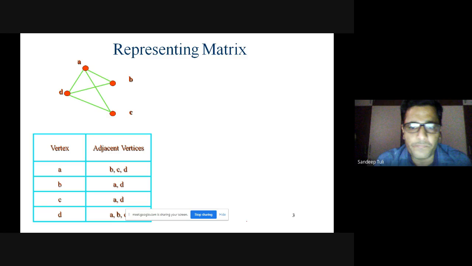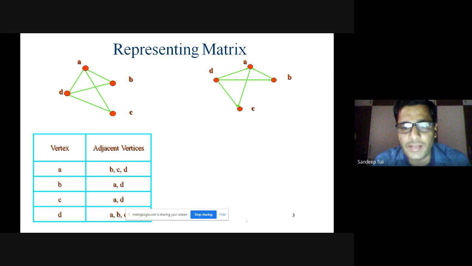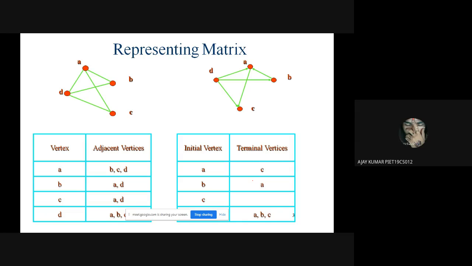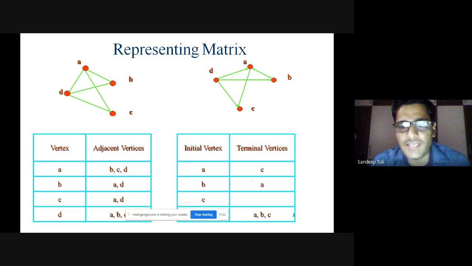Various operations we will also use this particular list. Now for a directed graph, this is a directed graph now. For that, we will use the terms initial vertex and terminal vertex. So the adjacency list will get changed now. You can see that for A, which is the adjacent vertex right now? C. Only C is the adjacent vertex, because I can reach C only from A. So that's why the adjacency list will change in this case.